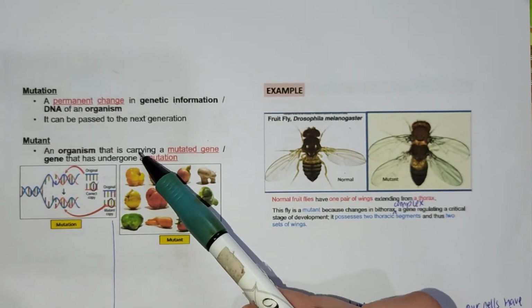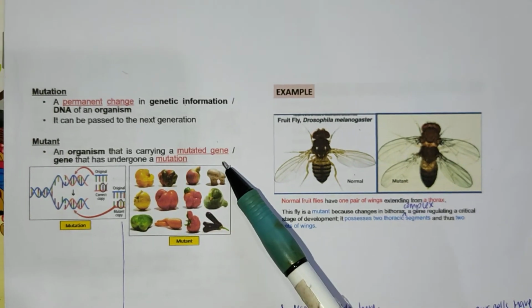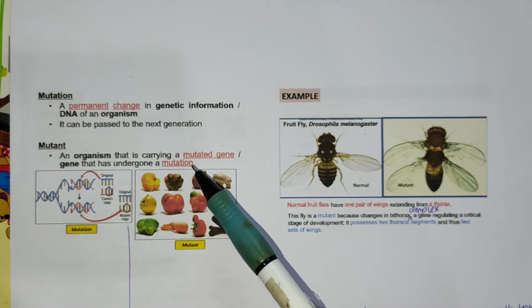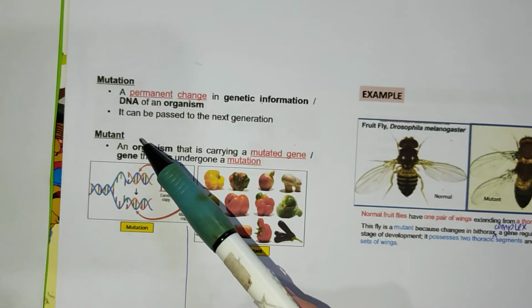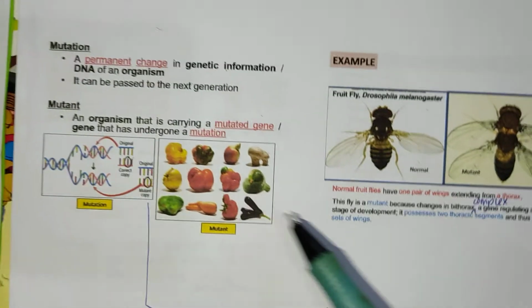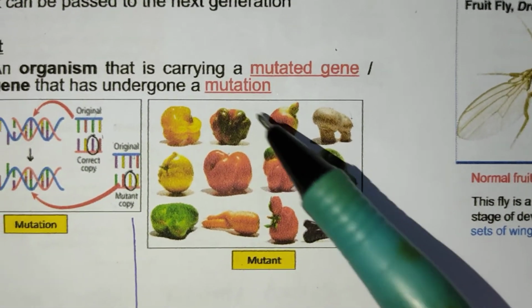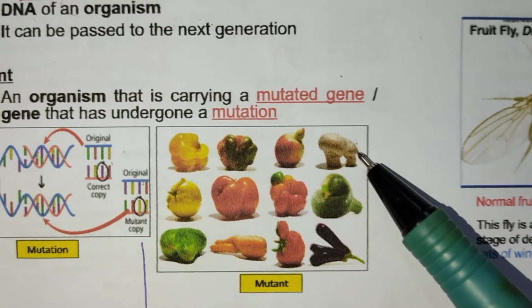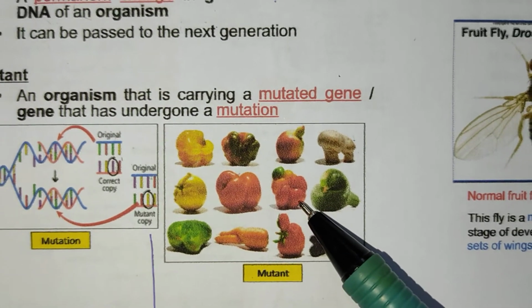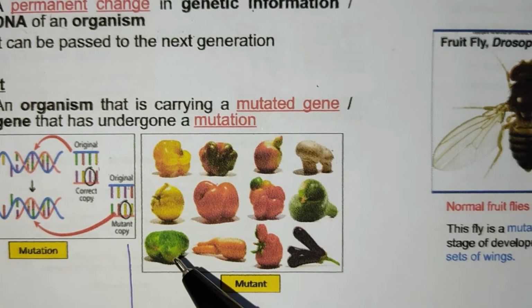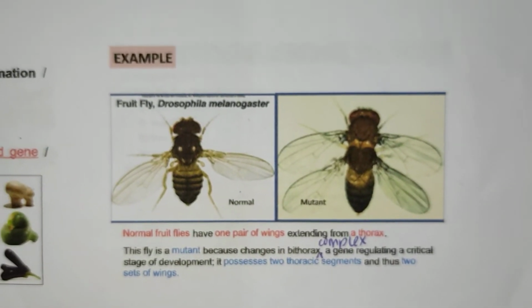Any organism that is carrying a mutated gene, or any gene that has undergone a mutation, is called a mutant. These are examples of mutants. These are mutant vegetables and mushroom. Some of them have strange shapes that don't even look like a broccoli anymore. And these are examples of mutant animals.